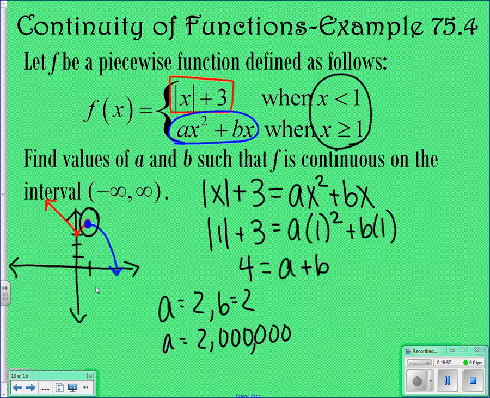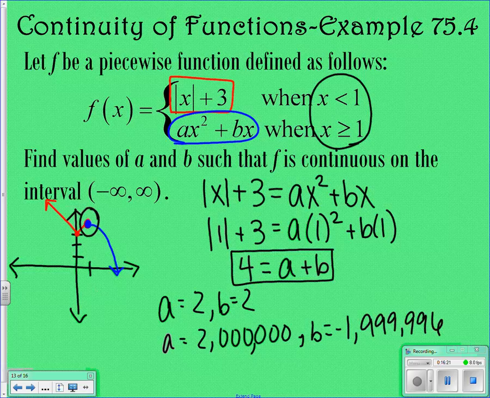And then you would find your b would have to be negative so that they add up to 4. But really, you just need two numbers that add up to 4. And so usually I think they put that for the actual answer. A plus b has to equal 4. Okay? So that's how those work.